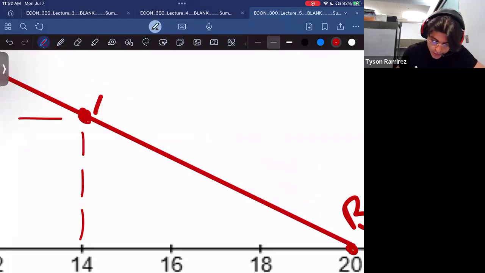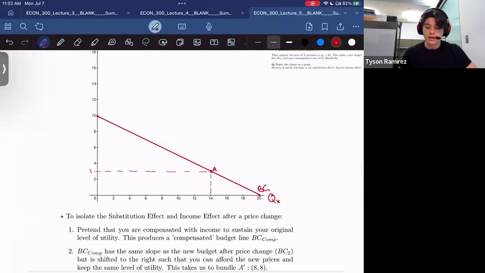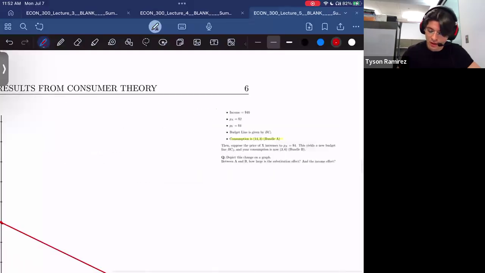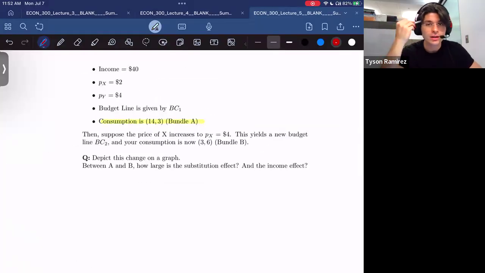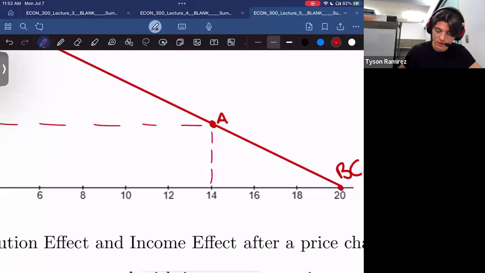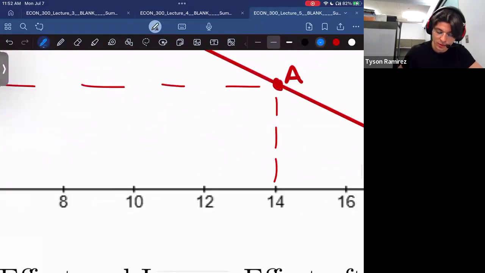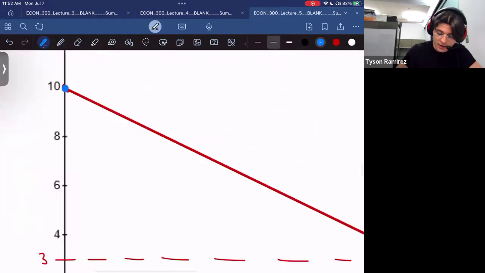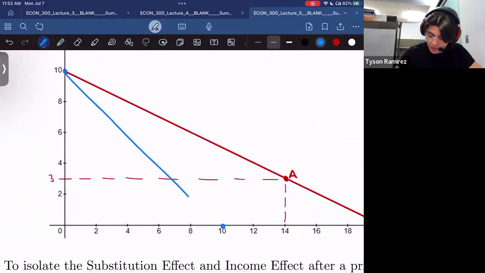And this we call bundle A. Now, what happens next is that suppose the price of good X increases. So instead of $2, now good X is $4. Of course, we know that this will change the budget curve. This will yield a new budget line, which I want us to draw and label as BC2. Now I'm going to do this in blue. So BC2 is in blue. The y-intercept stays the same, but now the x-intercept moves.